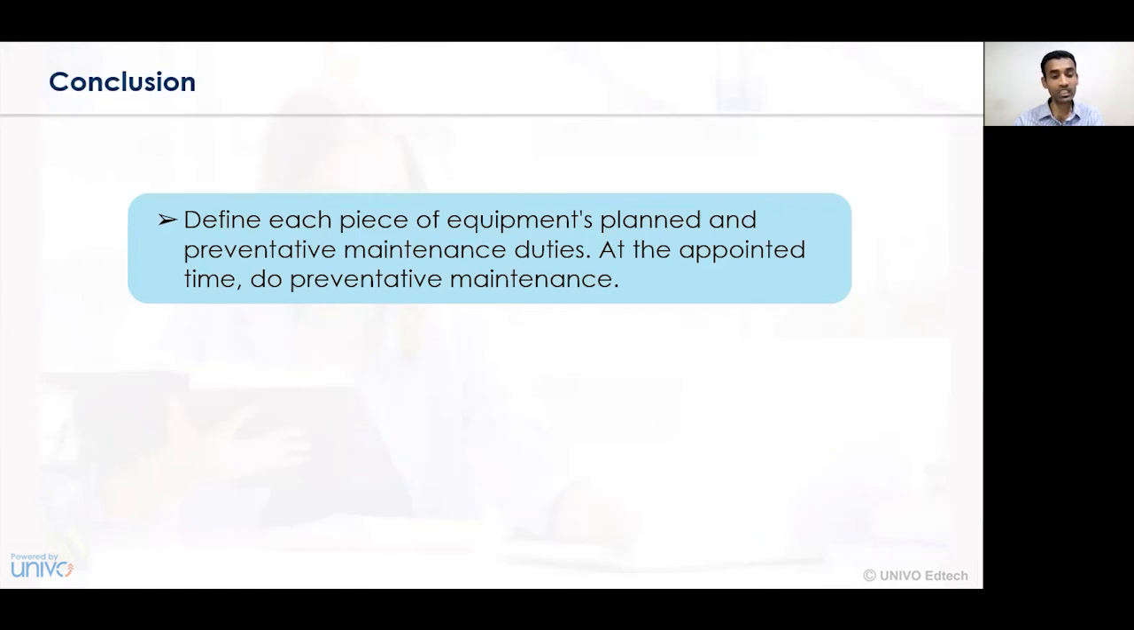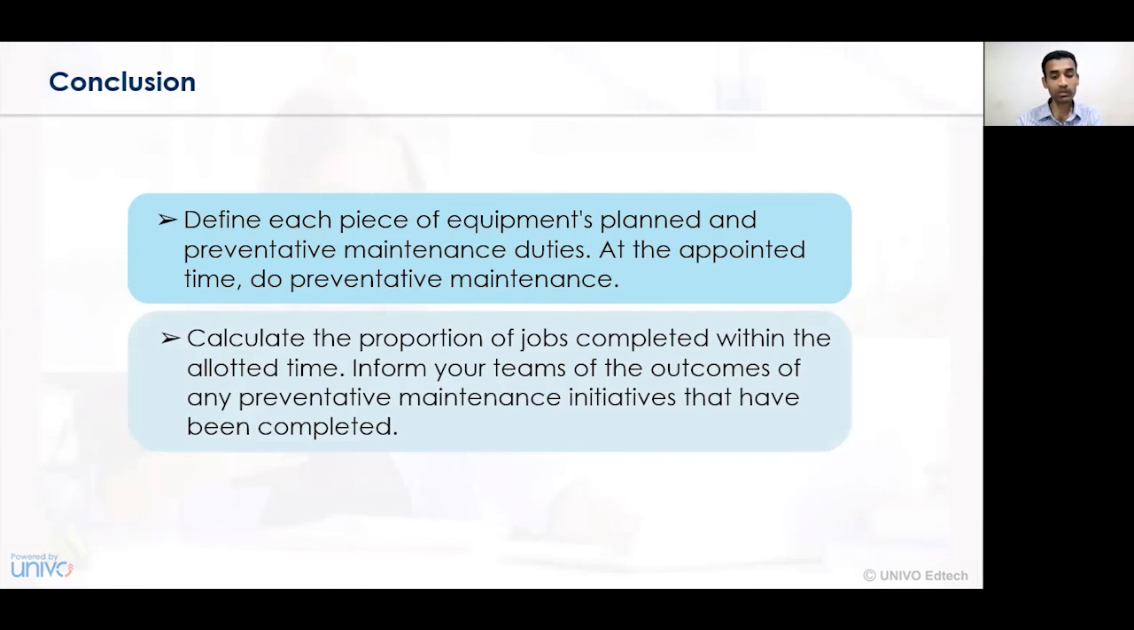Defining each piece of equipment's plan and preventive maintenance duties at the considered level and at the appointed time is important. So we need to have an equipment plan and activities, and on that basis, the maintenance duties need to be undertaken. Calculating the proportion of jobs completed within the allocated time, and informing your teams of the outcomes of any preventive maintenance and initiatives that have been completed, is essentially necessary in terms of preventive maintenance. And from those perspectives, preventive maintenance needs to be undertaken.